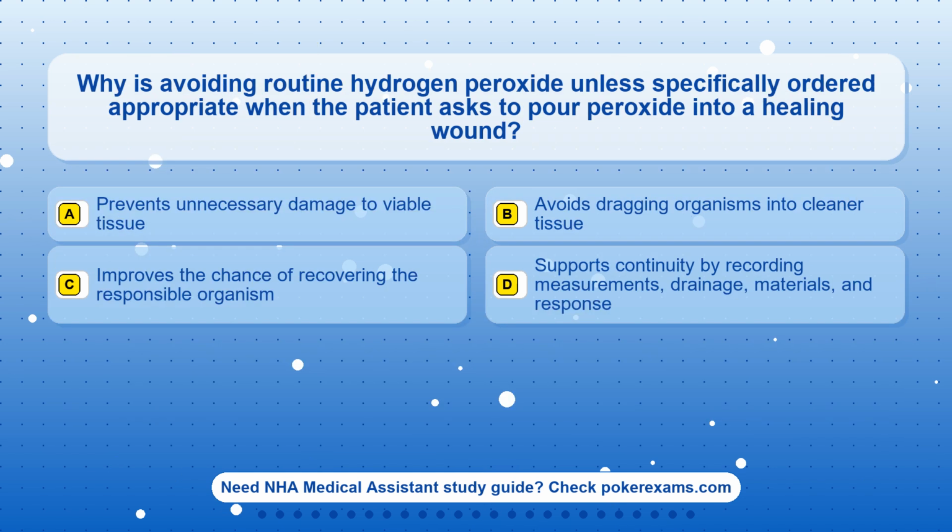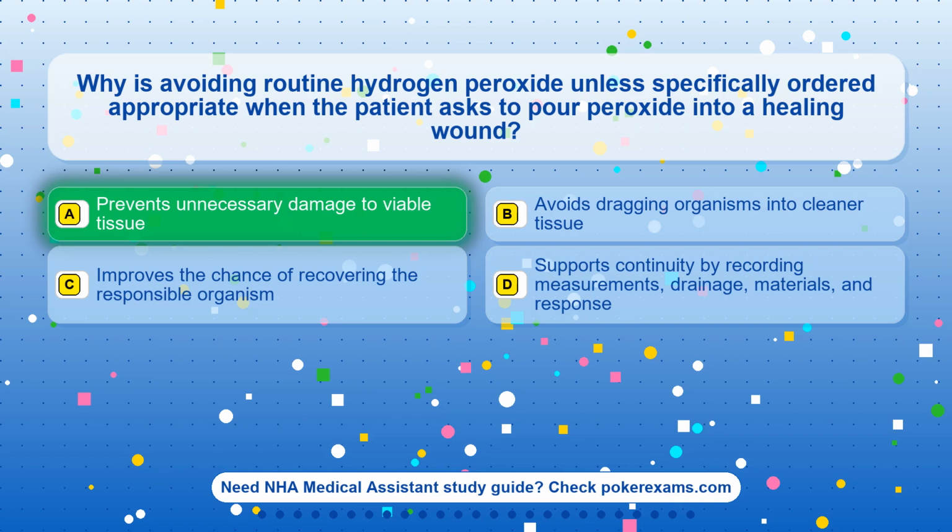Question 12. Why is avoiding routine hydrogen peroxide unless specifically ordered appropriate when the patient asks to pour peroxide into a healing wound? Option A. Prevents unnecessary damage to viable tissue. Option B. Avoids dragging organisms into cleaner tissue. Option C. Improves the chance of recovering the responsible organism. Option D. Supports continuity by recording measurements, drainage, materials, and response.